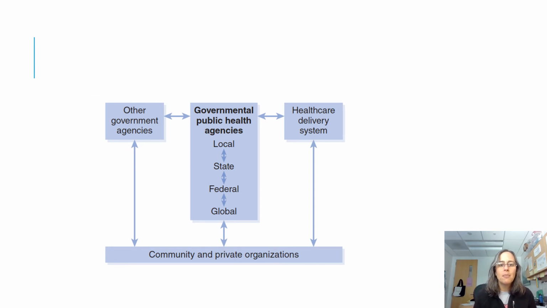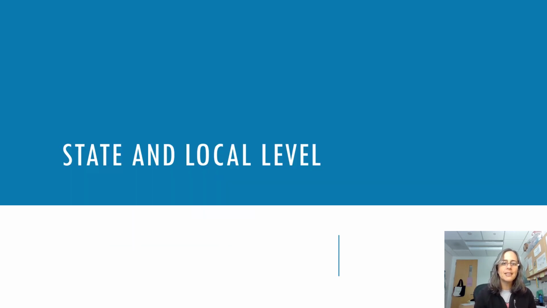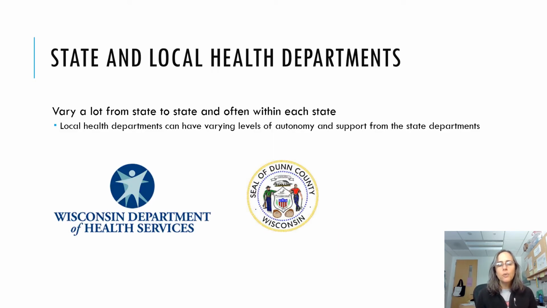Okay, so we've talked about global and federal levels for governmental public health agencies. Let's talk about state and local level. The authority for this comes from state statutes, state legislative statutes for the most part. So it's going to vary a lot from state to state in terms of what are the responsibilities of the state public health department, what kind of funding they have, what their mandates are. And then when it gets down to the local health department, that can vary greatly too.